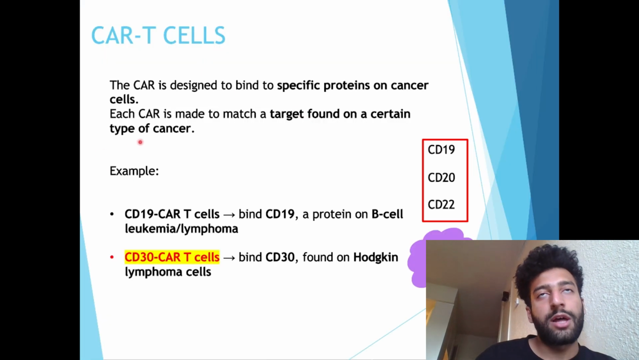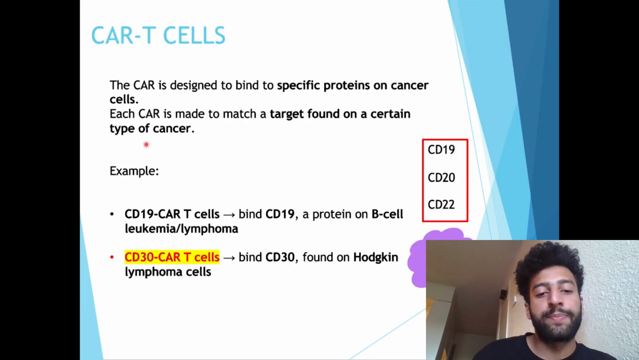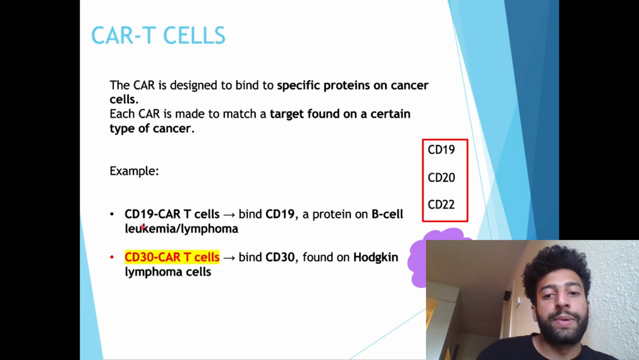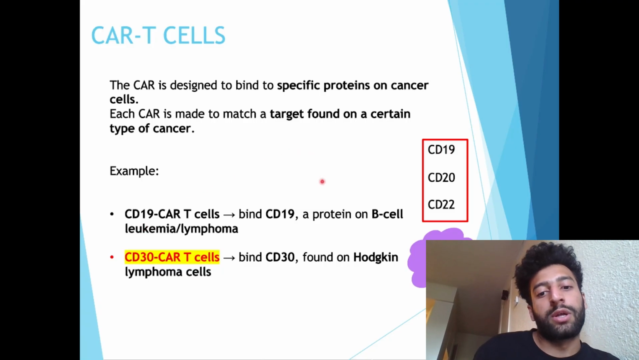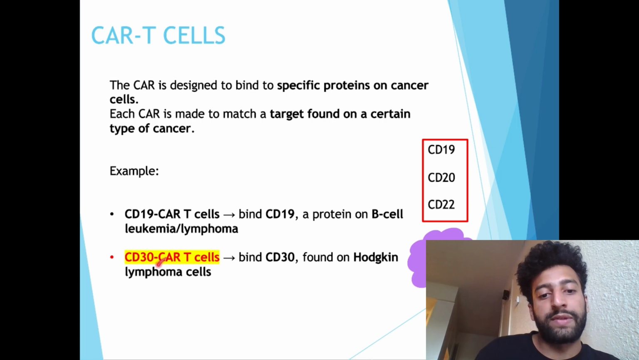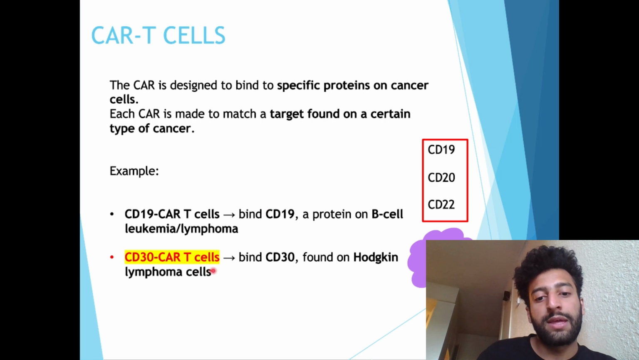Okay, CAR T cells are now a really hot topic in clinical oncology. Many CAR T cells are now being developed, and there could be many CAR T cells, each with a specific target. In our case, CD30 CAR T cells bind to CD30 proteins found on Hodgkin's lymphoma cells.